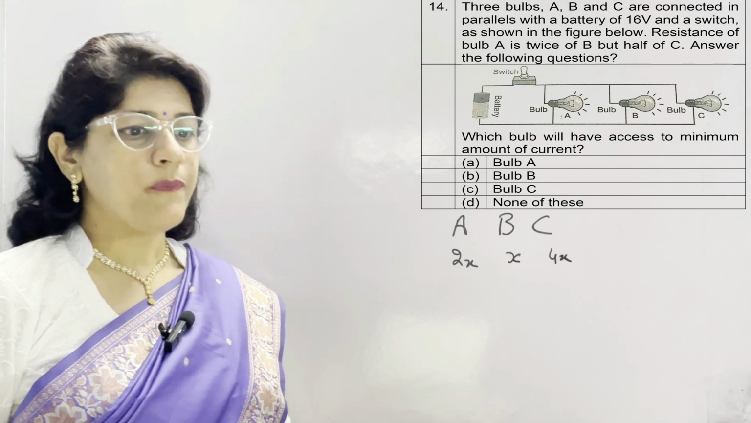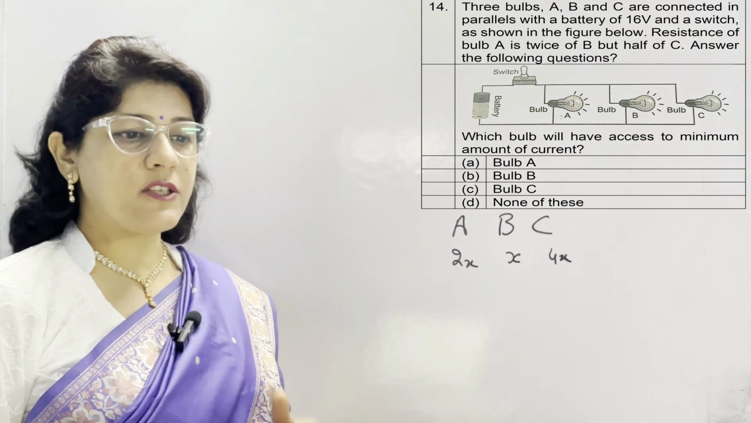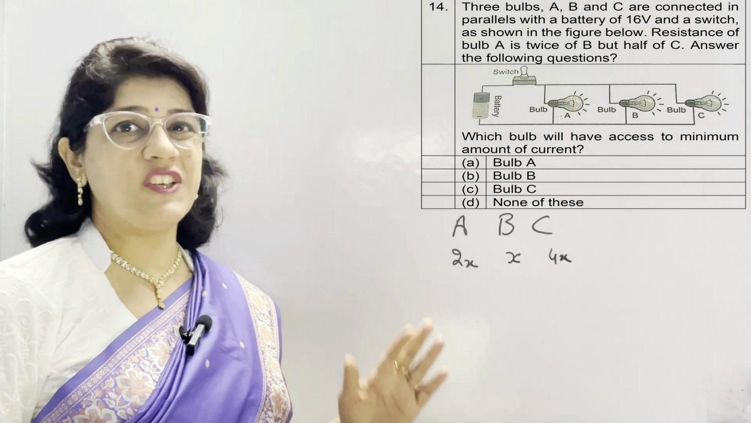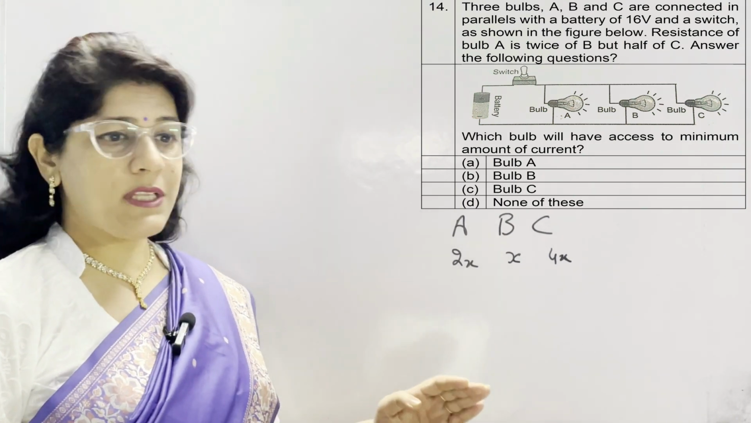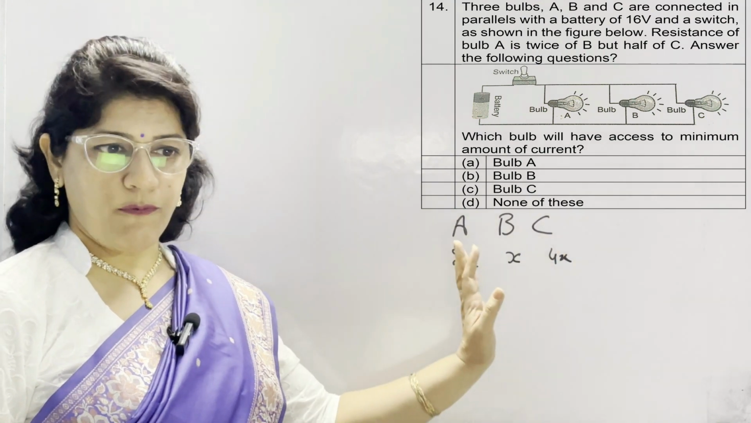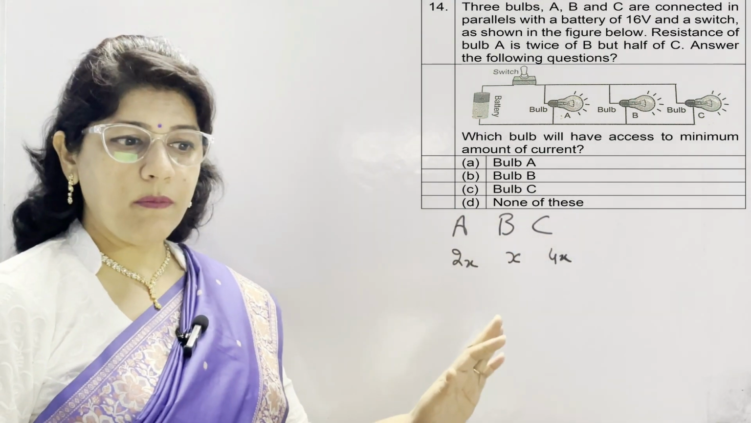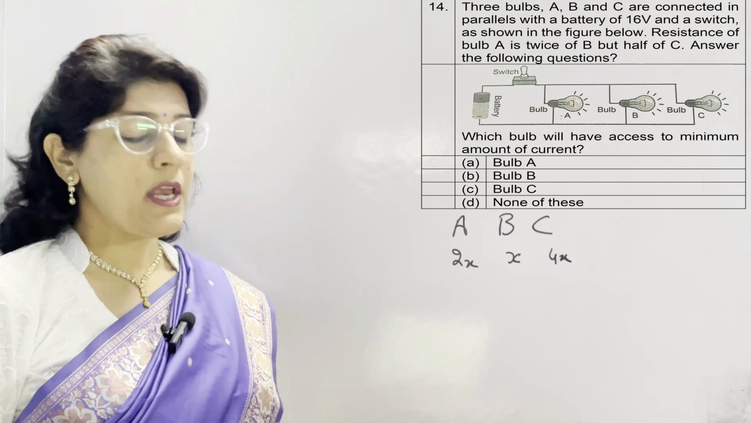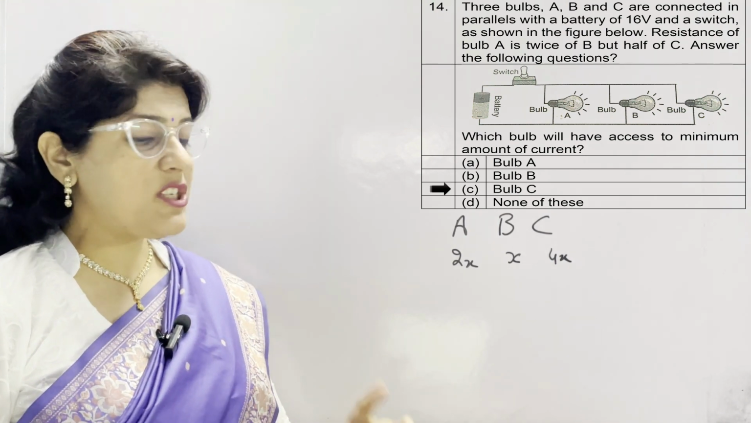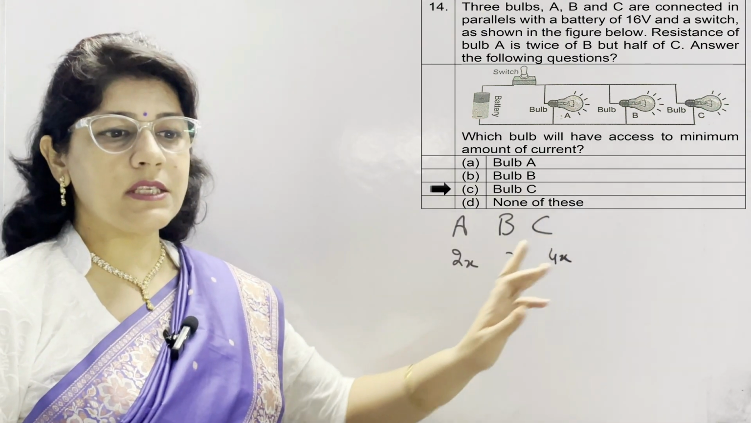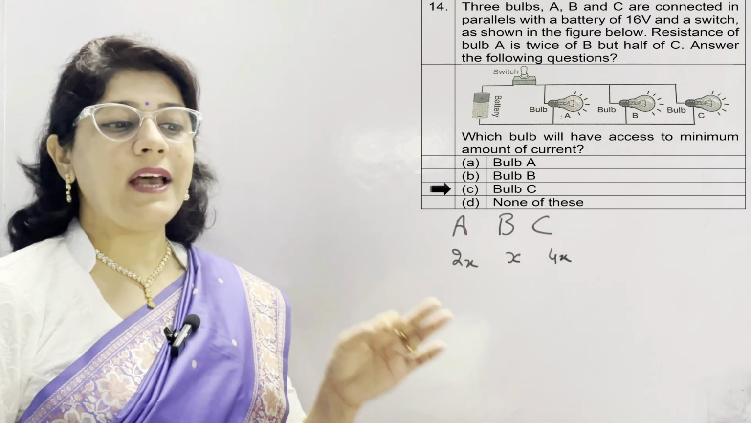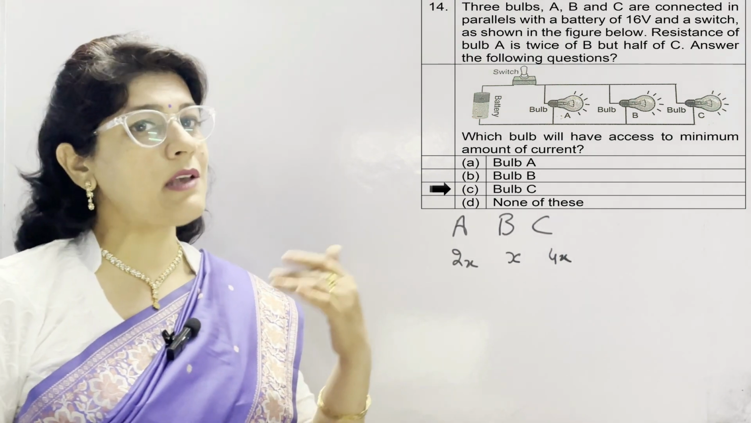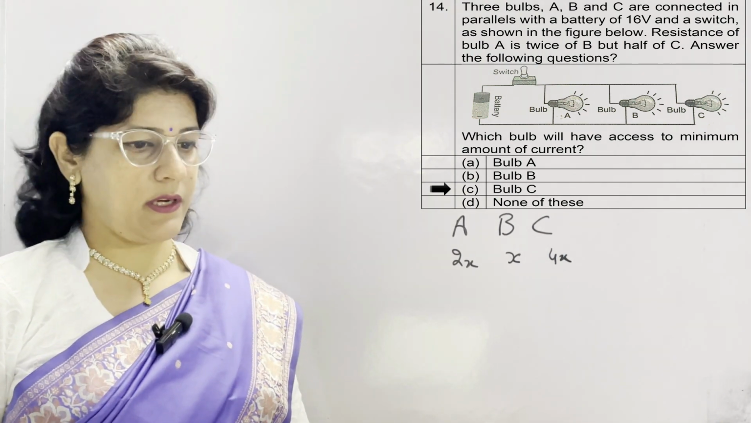Now the question is, which bulb will have the minimum amount of current? किसमें सबसे करंट कम होगा, जिसमें रेजिस्टेंस ज्यादा होगी? सबसे ज्यादा रेजिस्टेंस किसमें है? सी में है, 4 times of B. So the options are bulb A, bulb B, bulb C, and none of these, and option number C, which is bulb C, is our correct answer, which has the minimum amount of current because its resistance is high. Option number C is correct.